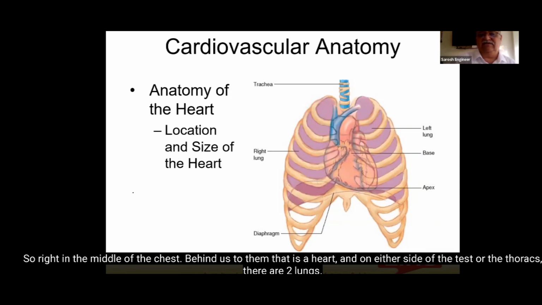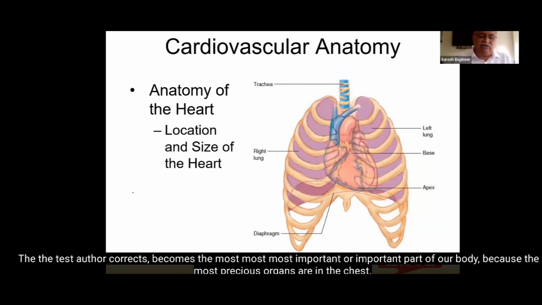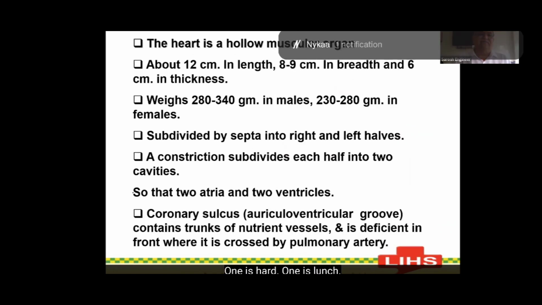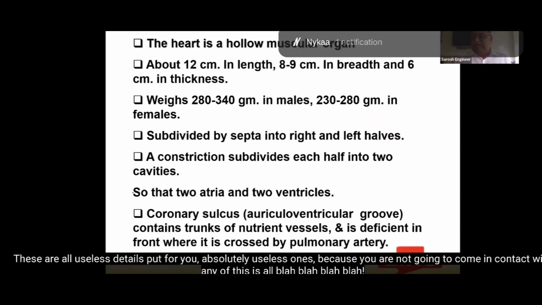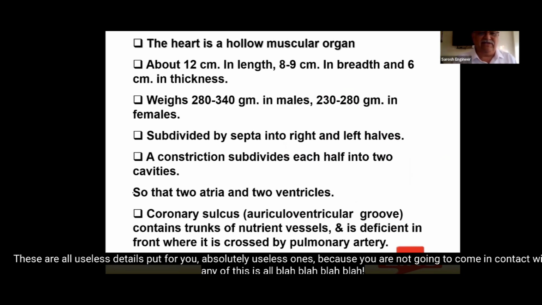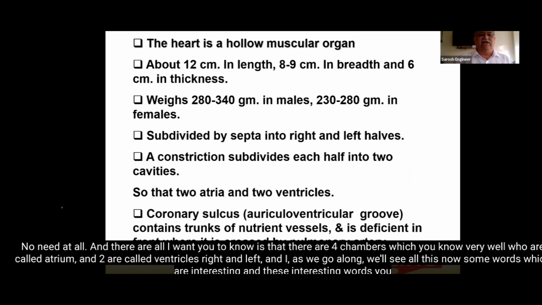And on either side of the chest or the thorax, there are two lungs. So the chest or the thorax becomes the most important part of our body, because the two most precious organs are in the chest. One is the heart, one is the lungs. These are all useless details put for you, because you are not going to come in contact with any of this. No need at all. All I want you to know is that there are 4 chambers, which you know very well. 2 are called atria and 2 are called ventricles, right and left. And as we go along, we'll see all this.